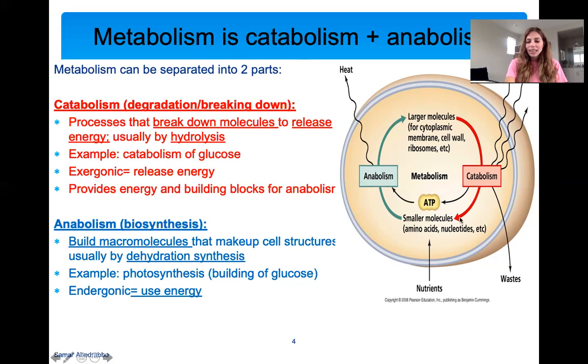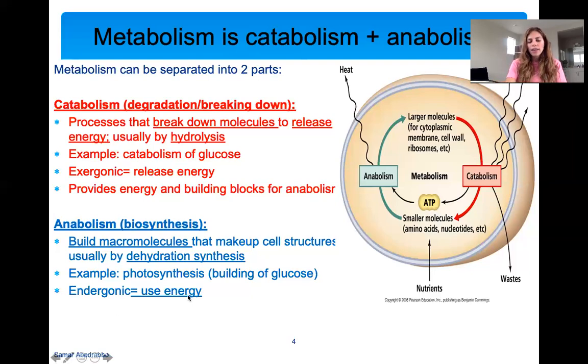So the breaking down part of metabolism is called catabolism. The building up is called anabolism. Anabolism are biosynthesis pathways, meaning that they're pathways that use energy when you want to build cell components such as a cell membrane and proteins and the cell wall. It uses energy, so it's an endergonic reaction.